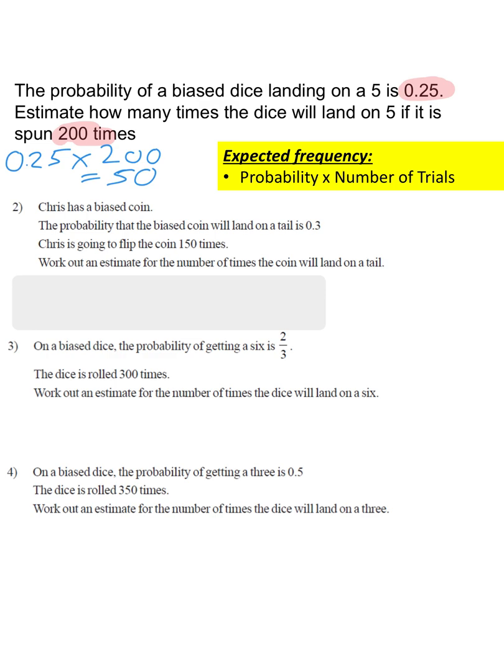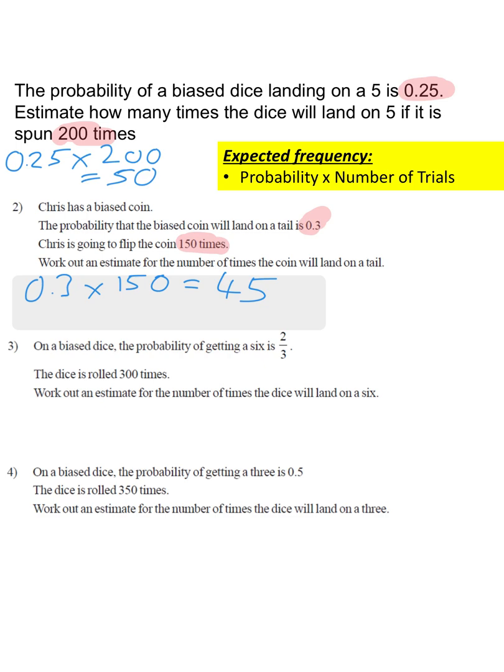Okay, next one then. So Chris has a biased coin. The probability that the biased coin will land on a tail is 0.3. Chris is going to flip the coin 150 times. Work out an estimate for the number of times the coin will land on a tail. Okay, so again, our probability is 0.3, multiplied then by the number of trials, which is 150. Now, this is equal to 45.